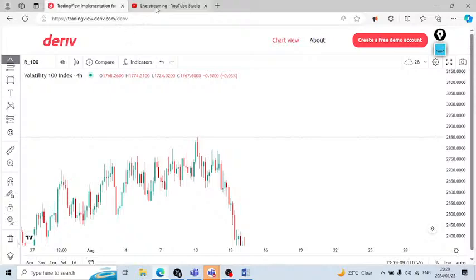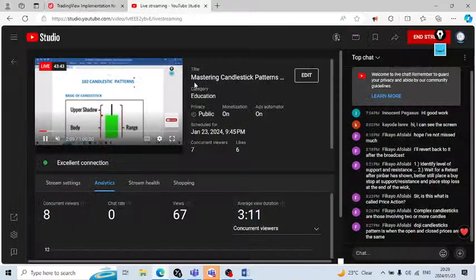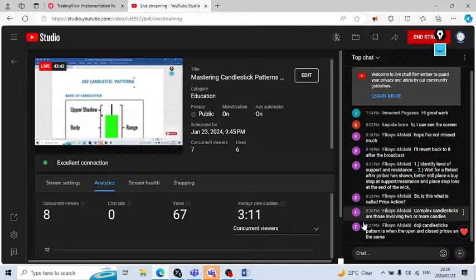Okay, what are you guys saying? Yes, complex candlesticks are those that involve two or more candlesticks. That's true. Identify a level of support and resistance, wait for the retest after the pin bar is shown. Better to place a buy stop. Yeah, making use of pending orders. That's true. Okay, let's just continue.